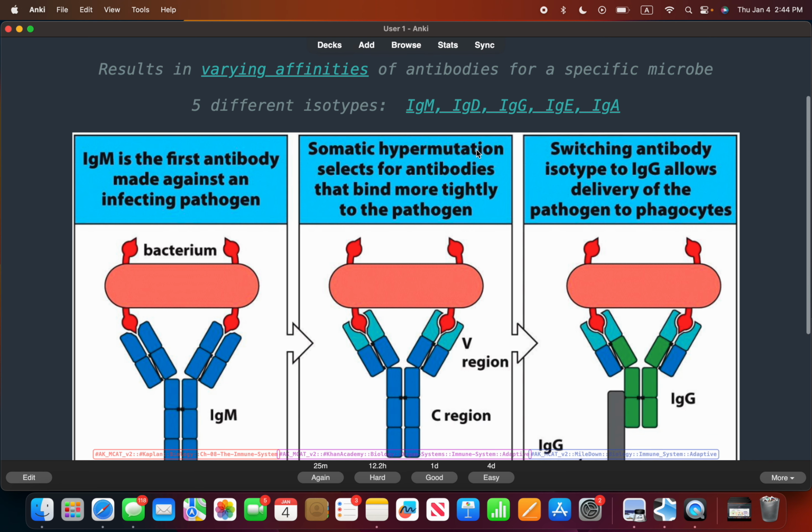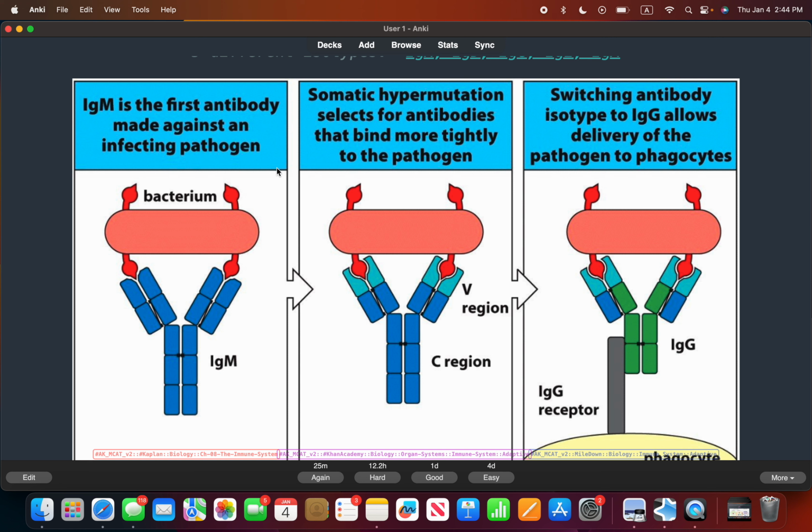Now, IgM is the first antibody made against an infecting pathogen. That's interesting. So IgM is the first thing that you make. Then we have somatic hypermutation, which selects for antibodies that bind more tightly to the pathogen. So if you have antibodies that bind more tightly to the pathogen, you have somatic hypermutation.